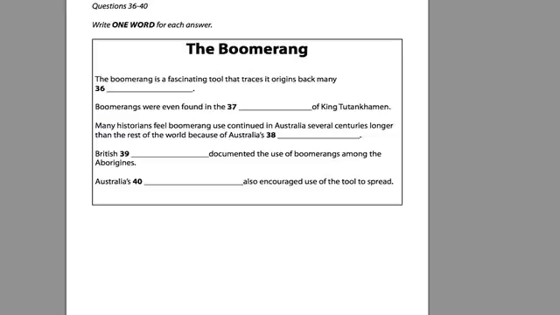Okay, so these are one-word answers only, so this could be centuries, or something for a period of time. Boomerangs were even found in the King Tutankhamun. This is going to be a noun. It has some relation to Tutankhamun. Many historians feel the boomerang continued in Australia several centuries longer than the rest of the world because of something in Australia caused the boomerang to be used longer.